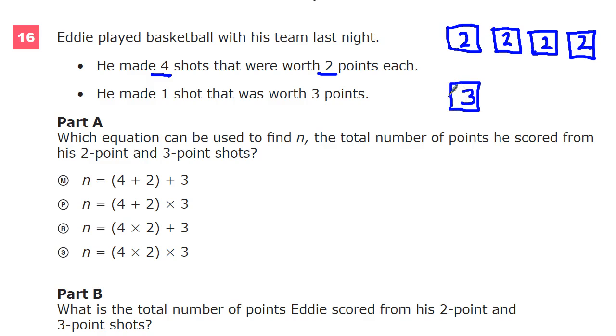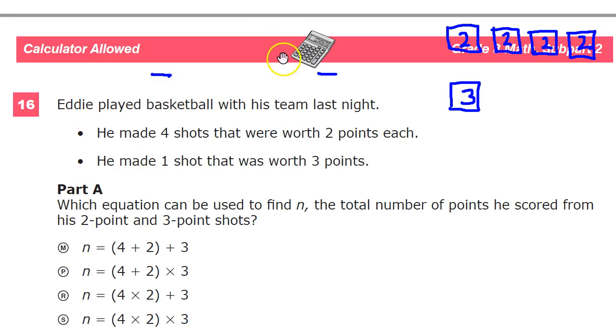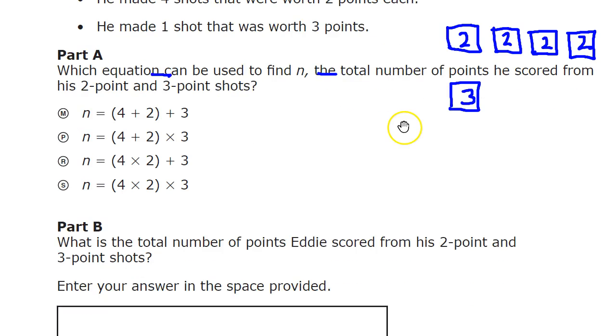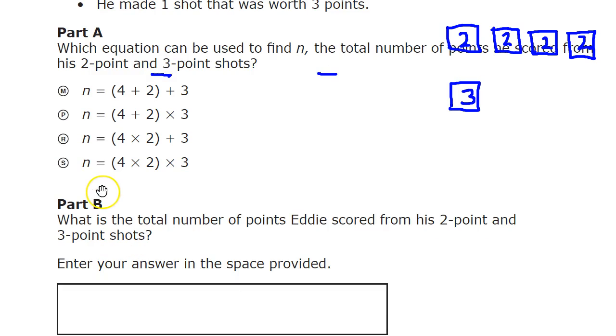Now, I can add all those up by hand. This is a calculator allowed section, as you can see here, so you could use a calculator for this one as well. But 2, 4, 6, 8, and then 9, 10, 11. So it feels like the total number of points that he scored from his shots would be 11. I'm going to scroll this up just a little more so that I can get both part A and part B on the same page. 11. That's how many points he scored. Not a fantastic night for him, but not bad either.